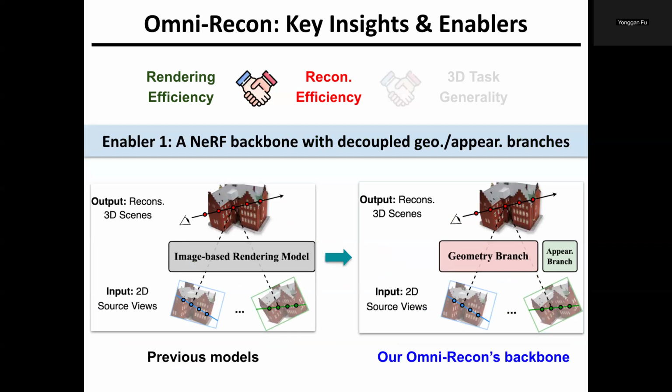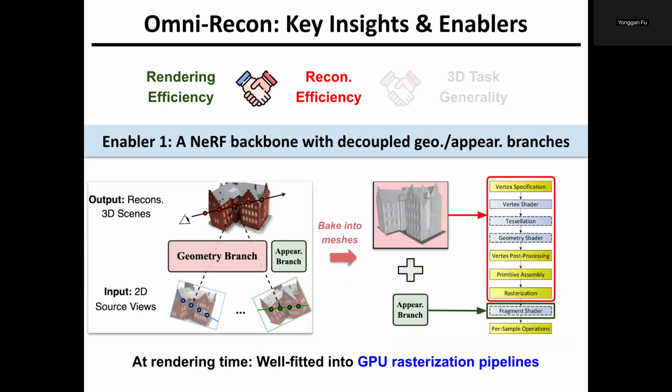To leverage this insight in Omni-Recon, we explicitly decouple the image-based rendering pipeline into a complex geometry branch and a lightweight appearance branch to model the object geometry and RGB colors, respectively. After pre-training this backbone on a collection of things, at rendering time the complex geometry branch can be baked into meshes, and thus the pipeline can be well fitted into GPU rasterization pipelines, with the appearance branch serving as a neural fragment shader. As such, the new thing can be rendered in real time.